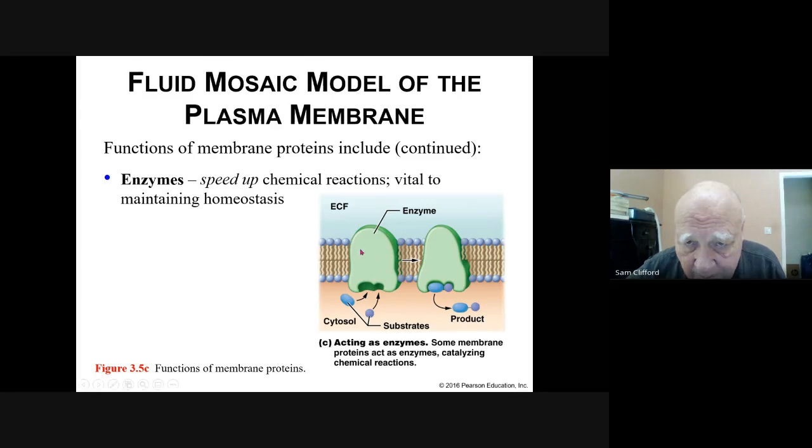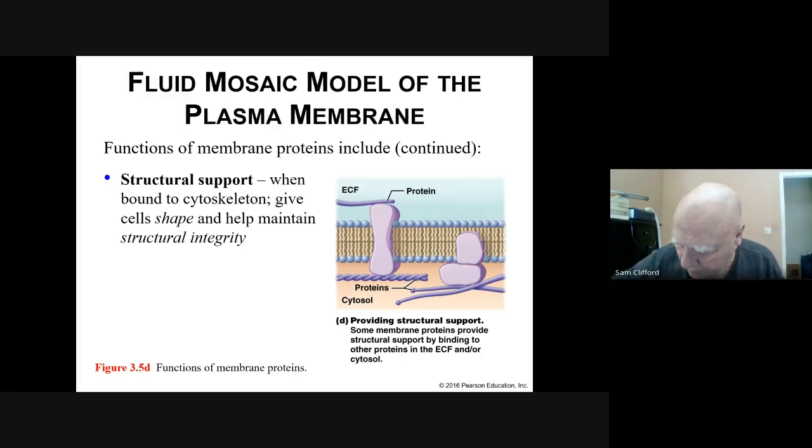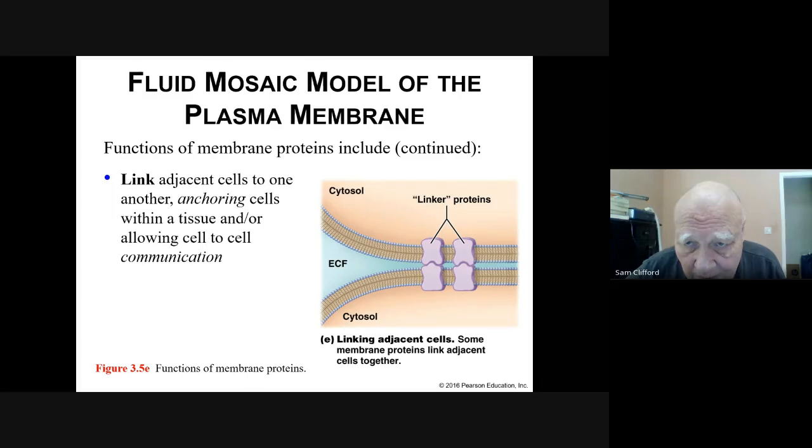Some of these proteins in the membrane are enzymes that speed up chemical reactions but are not used up themselves. Other proteins provide structural support, help keep the shape of the cell, help the cell move around. It's a cytoskeleton. Sometimes we can have cells that are linked very close together. That helps seal the gut, for instance. These linker proteins can attach to cells very closely.